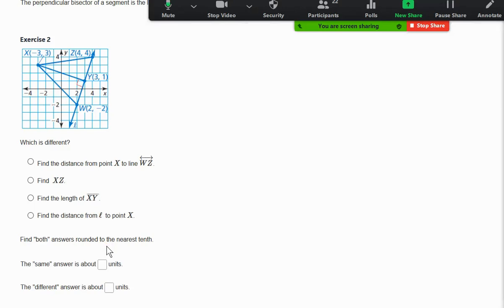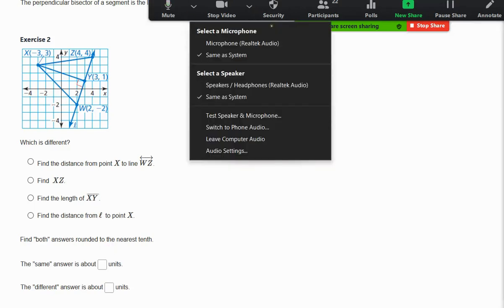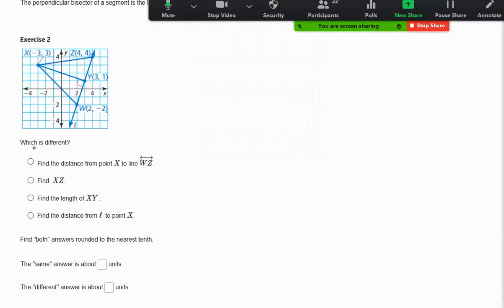Problem number 2 on 3.4. There's this weird thing they do where they ask which is different. So it's a little bit confusing, but follow along if you will. All right.